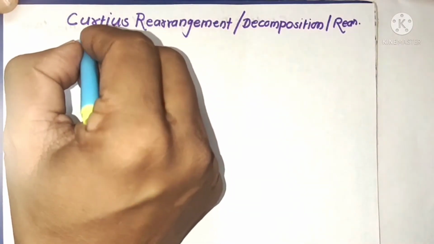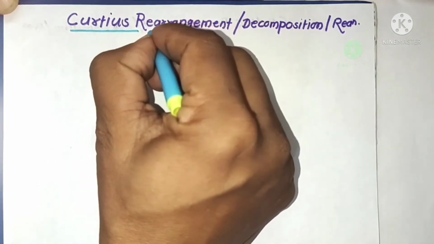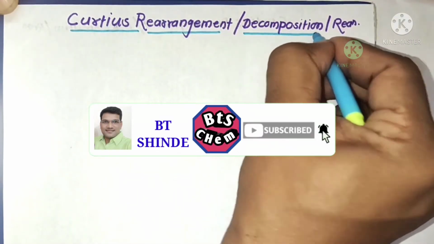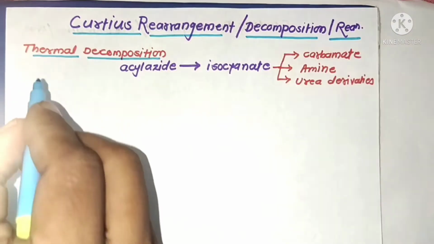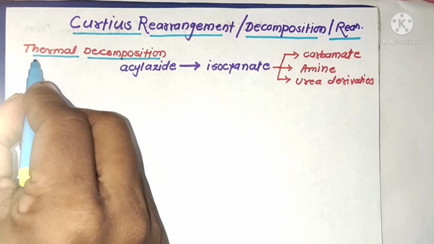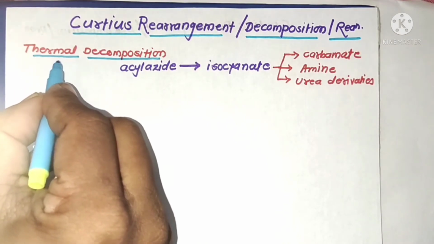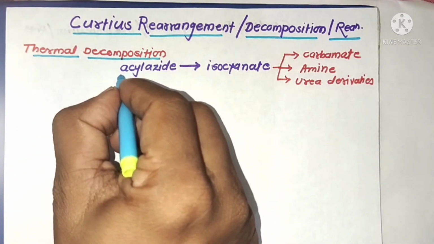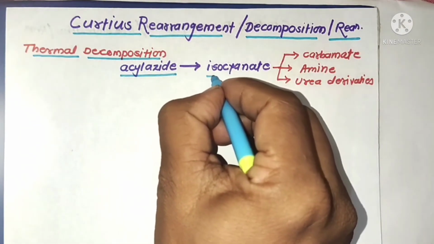Hello friend, today we are going to discuss the Curtius rearrangement reaction, also known as a thermal decomposition reaction. In this reaction, the acyl azide undergoes decomposition to form isocyanate.